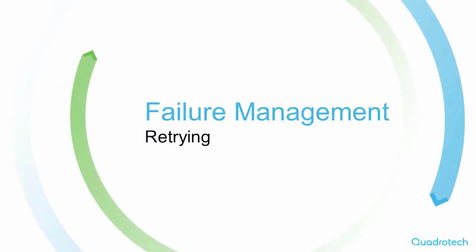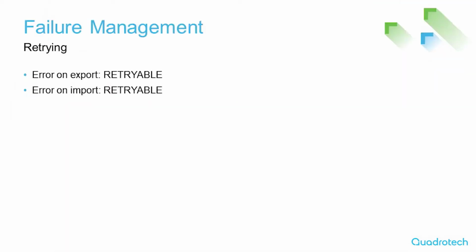When an item is not successfully exported or imported, the item is marked as retryable. Around 1 hour later, those items are then eligible to be retried. We took the stance that the item might have failed for some kind of temporary reason. So more or less, an hour later, the item will be retried again.